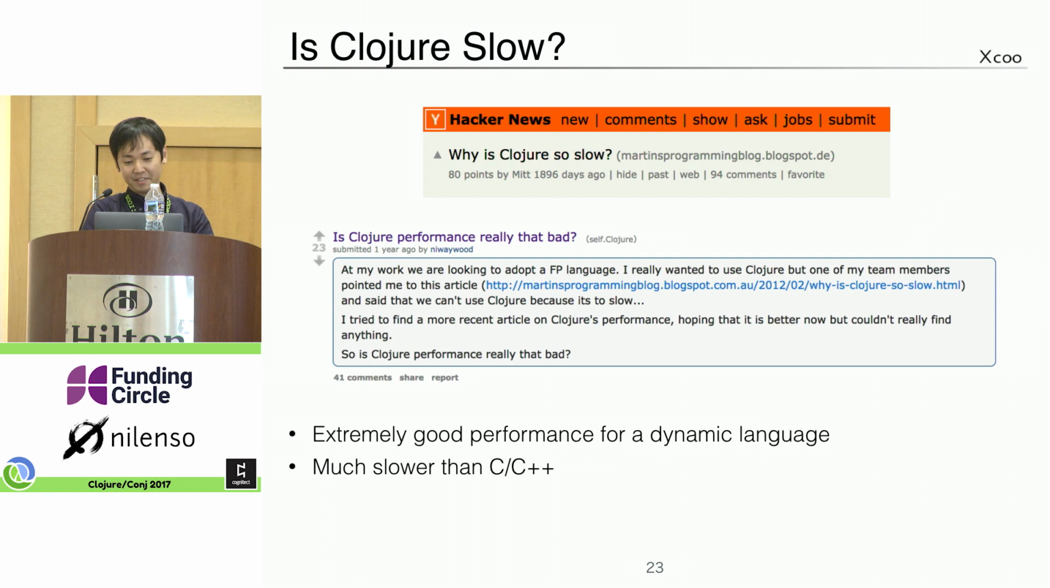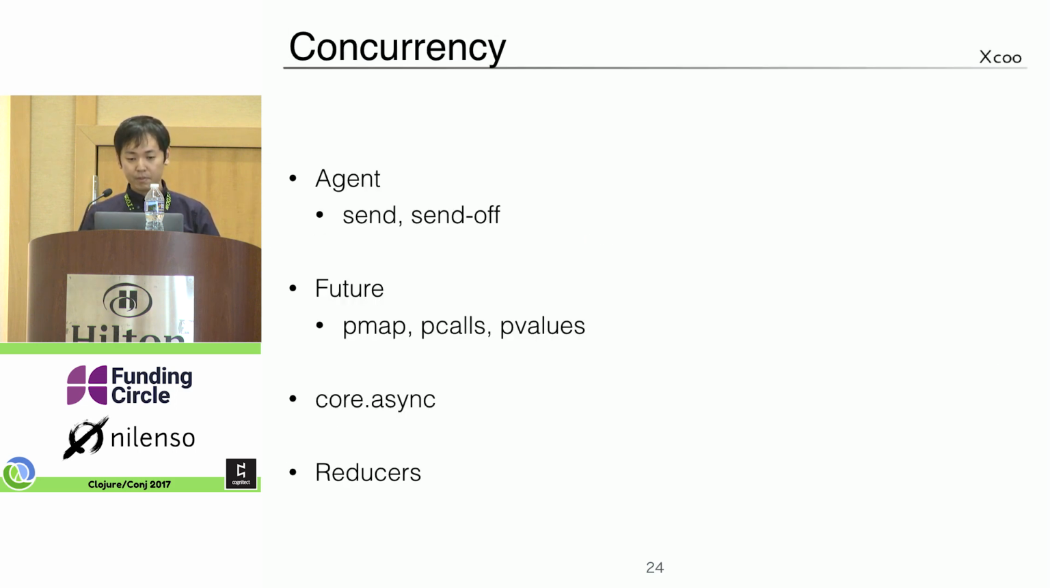I think, not again. The usual answers to these questions are that Clojure has extremely good performance for a dynamic language in comparison with Python or Ruby, but Clojure is much slower than C or C++. It seems right, but I think not so. It's not always true in practical cases, because of concurrency. As you know, Clojure provides very easy and strong concurrency mechanisms.